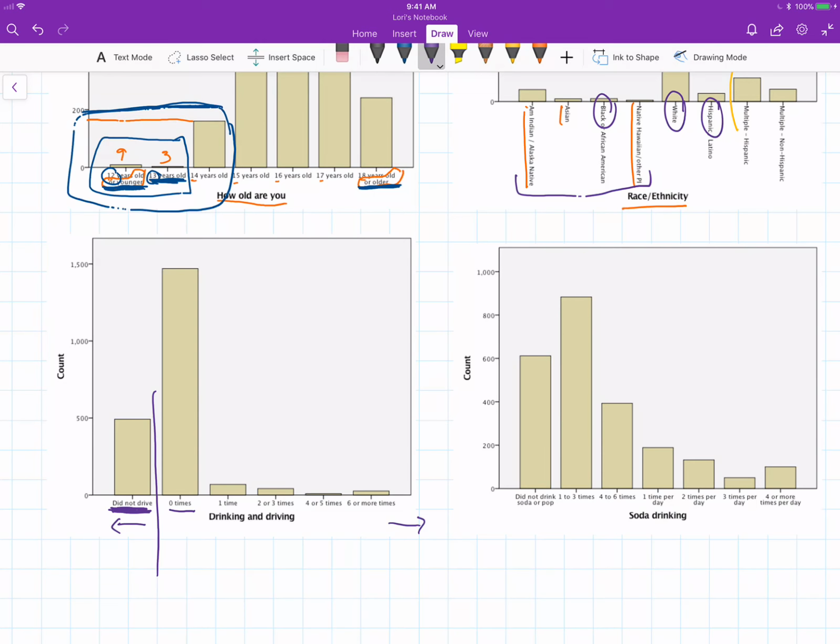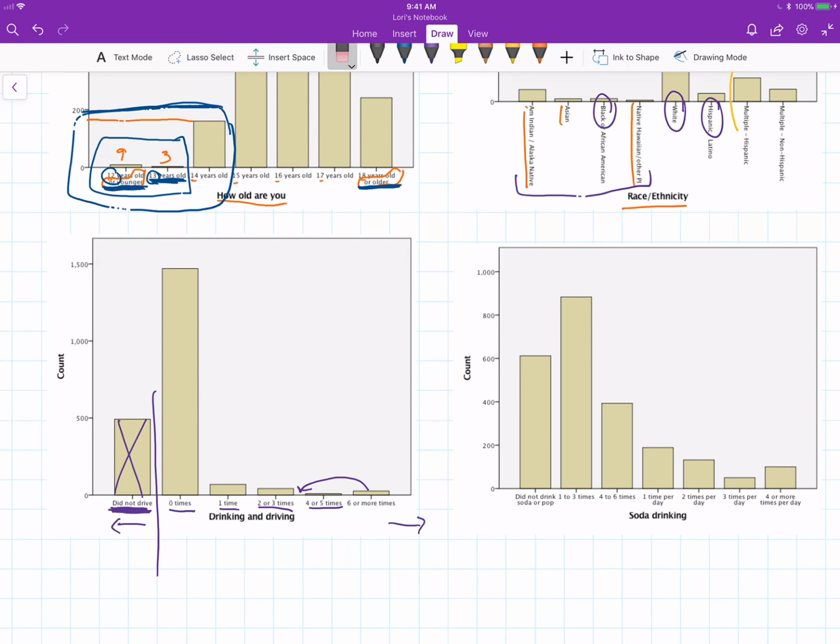Some graphs would leave this off entirely and say, of those who are drivers, how many of them would drink and drive. And this would be an example where you would not put these in order of frequency, because then the 6 or more would end up there, and you would confuse the person who is trying to figure out how to interpret this particular information. So we would definitely not do that.